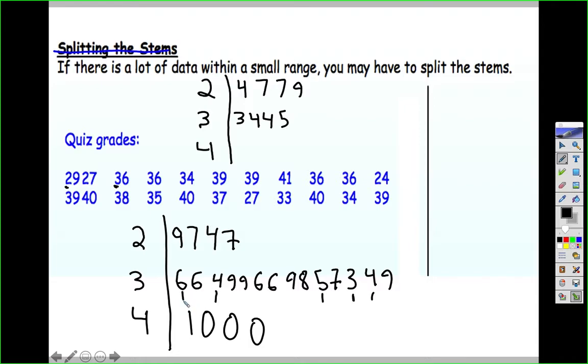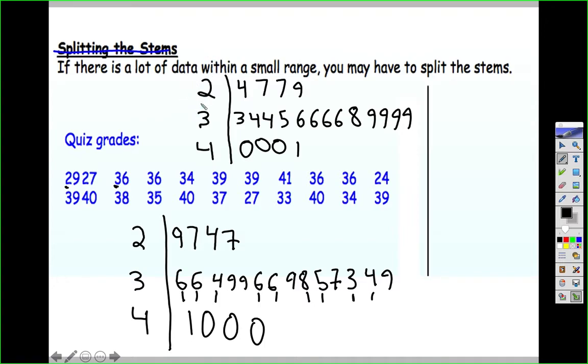Then 6s. 1, 2, 3, 4 6s. So I put 4 6s. Then I have an 8 and 4 9s. 8, 9, 9, 9, 9. And then I have 0, 0, 0, 1. This is a finished stem and leaf plot right here.